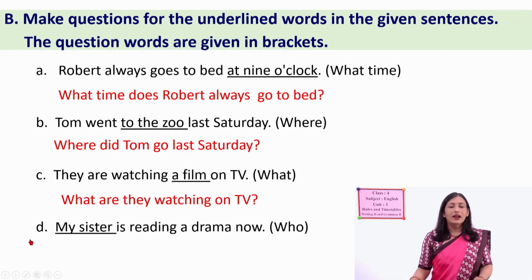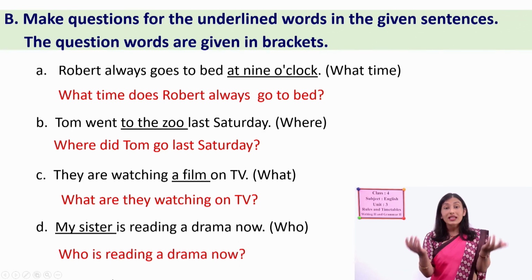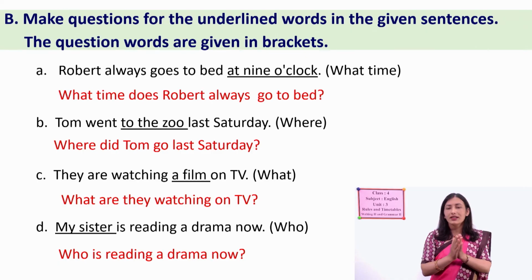That's fine. Now, number D, my sister is underlined, and you have to make a who question. So, instead of my sister, in place of my sister, you can write who. Because my sister is a person. So, who is reading a drama now? Very good, dear students. So, in this way, we can make questions for these sentences.